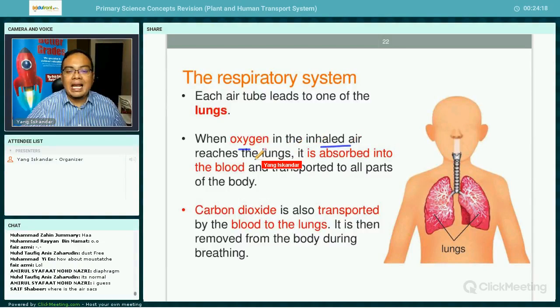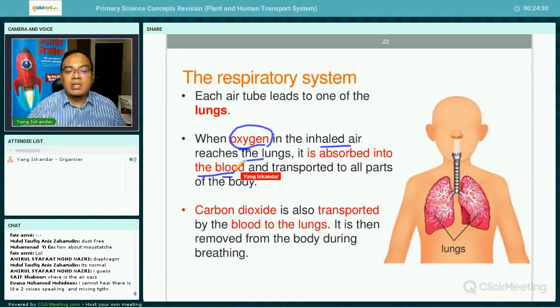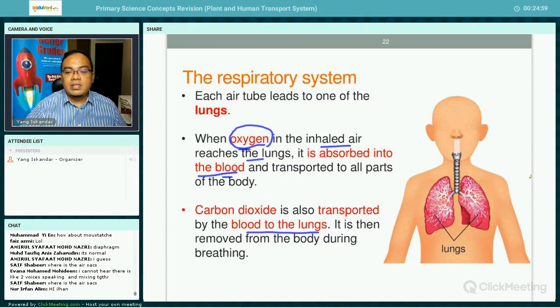When oxygen in the inhaled air reaches the lung, it is absorbed into the blood and transported to all parts of the body. So we breathe in air, and when the air reaches the lungs, the oxygen is absorbed in the lungs and transported to all parts of the body. And the carbon dioxide is also transported by the blood to the lungs, so it is then removed from the body during breathing.